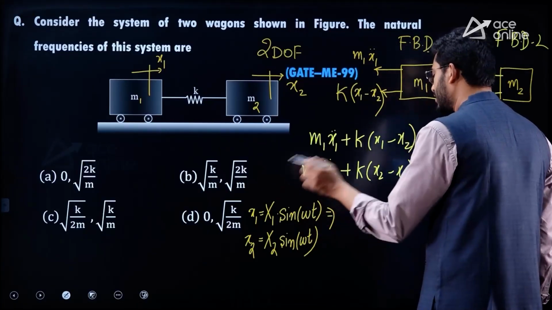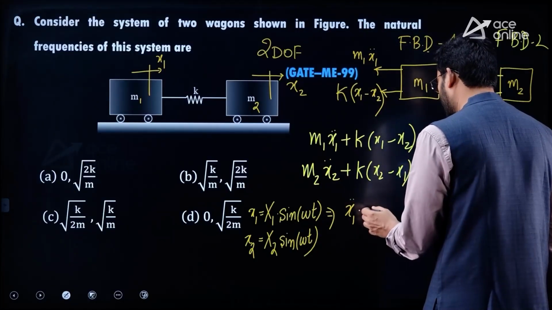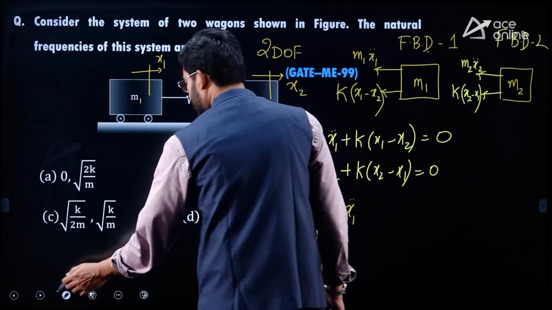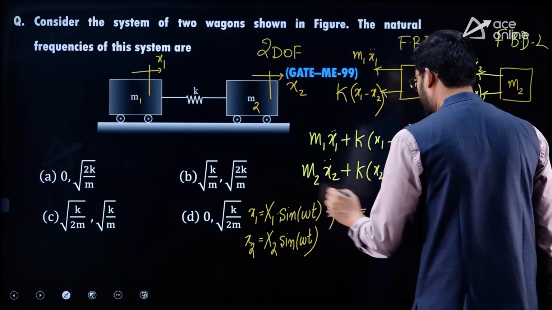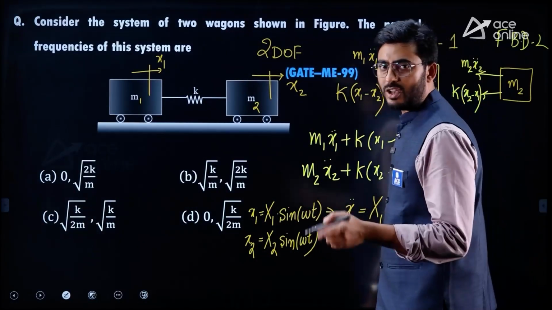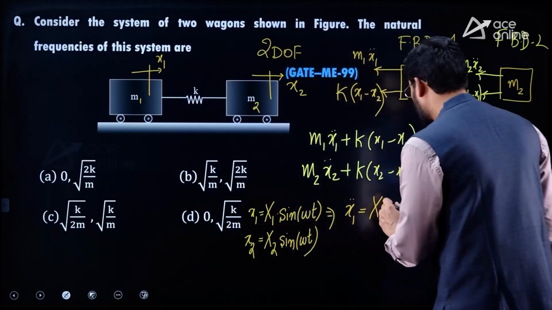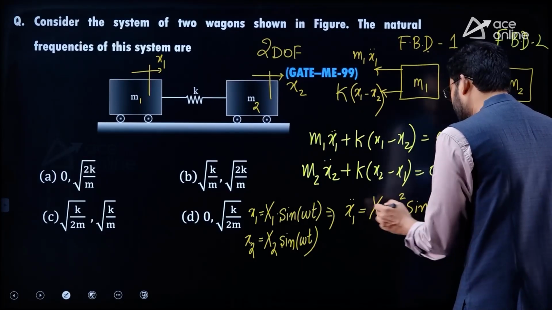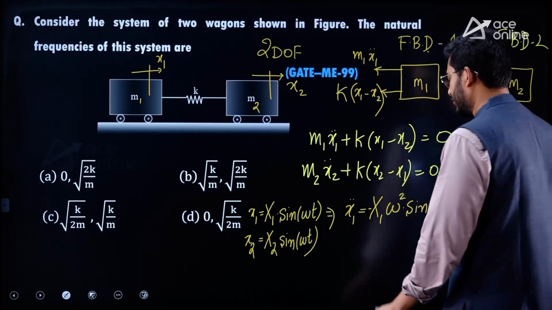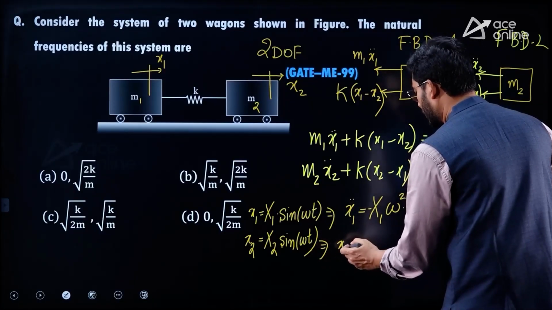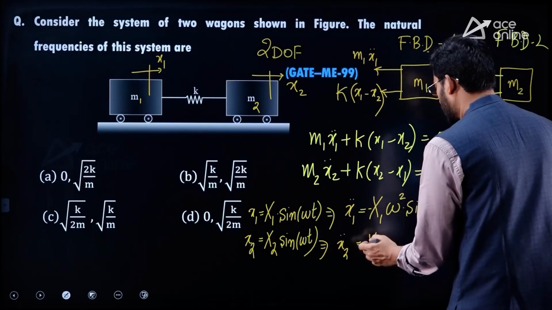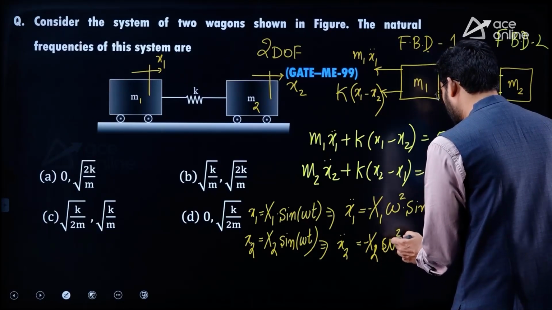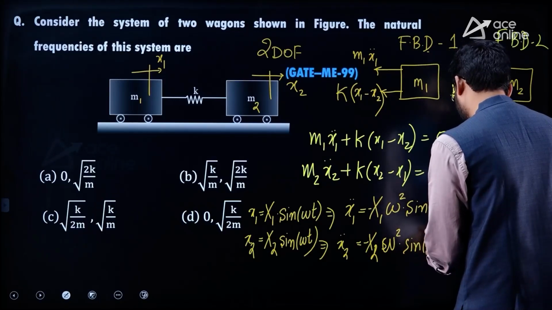And if we differentiate this further, that is x1 double dot, derivative of sine is cos and derivative of cos is minus sine. So x1 double dot equals X1 omega square into sine omega t, and definitely there has to be a negative sign. Same way, even for x2 it can be expressed as x2 double dot is equal to minus capital X2 into omega square into sine omega t.